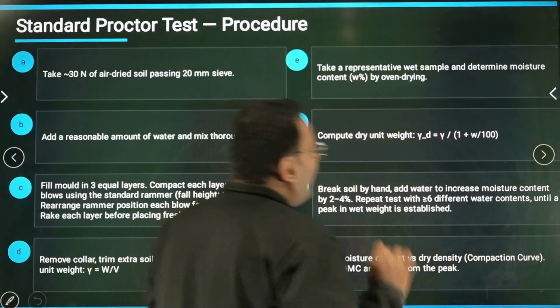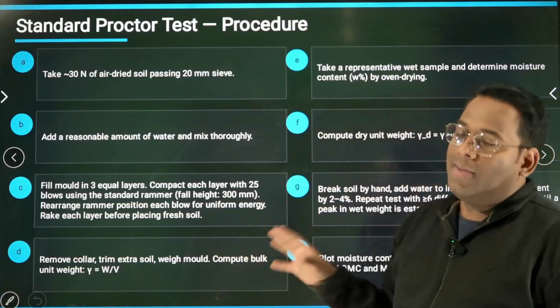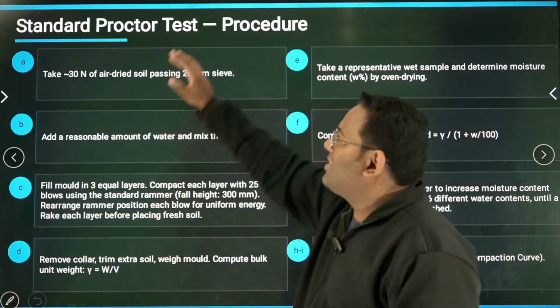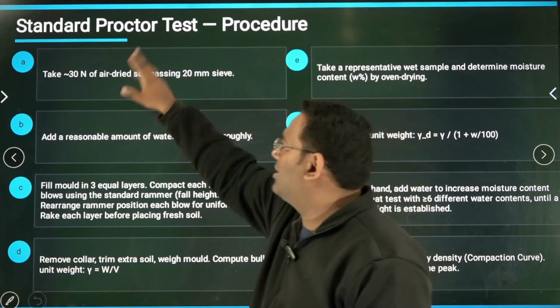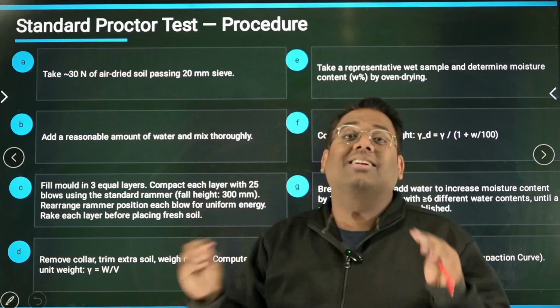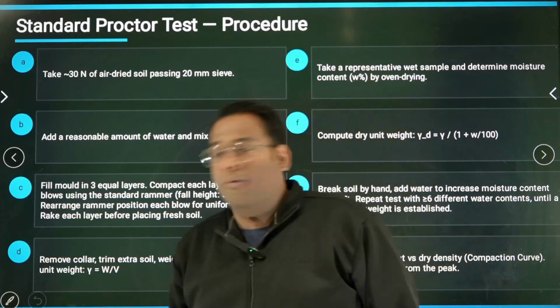Now let us move ahead and see what are the steps that we follow in a particular test. The first step is to take an air dried soil sample. Obviously here the specification says take 30 Newton of your soil sample that is passing through 20 mm of sieve.